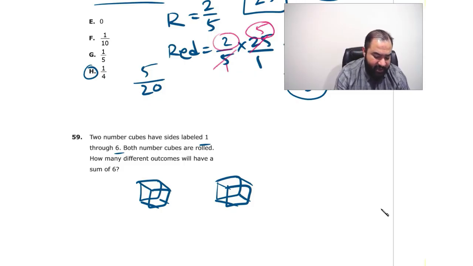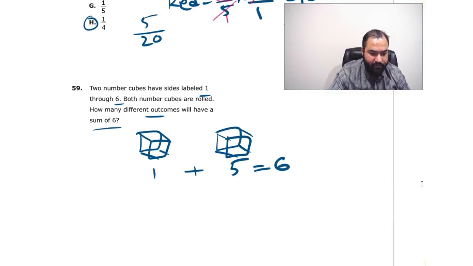How many different outcomes will have a sum of 6? So you want an outcome of 6. In this kind of situation, you can just list them. Maybe from the first cube you can get a 1 when you roll it, and the second cube you can get a 5. So 1 plus 5, the sum will be 6.